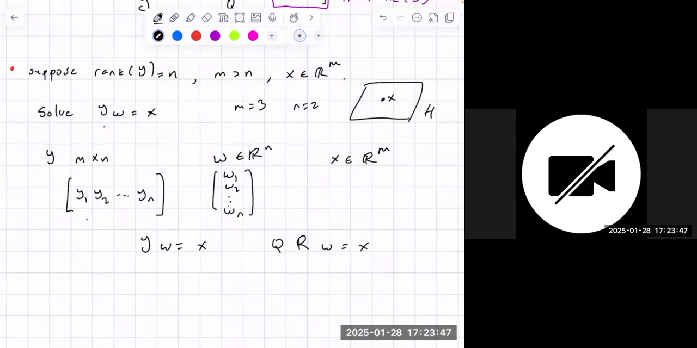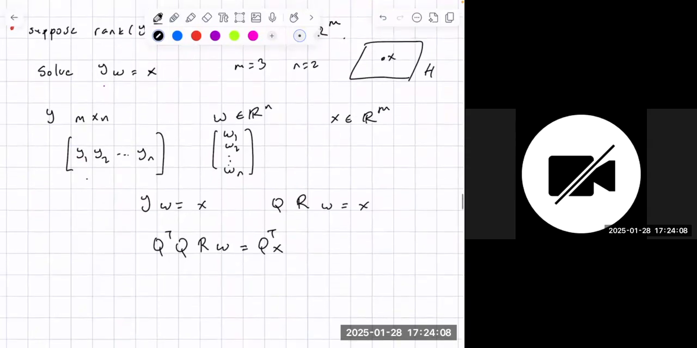Now this is what I'm trying to solve, right? Q times R times this omega or W is X. Let's multiply everybody by Q transpose. What is Q transpose Q? Identity by definition. So that goes away. So I have R times W equals Q transpose X.